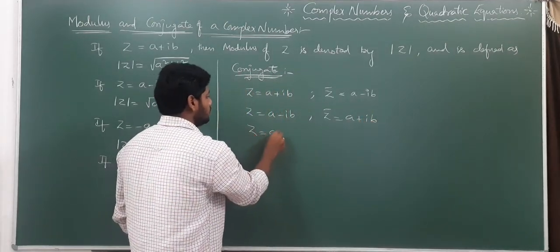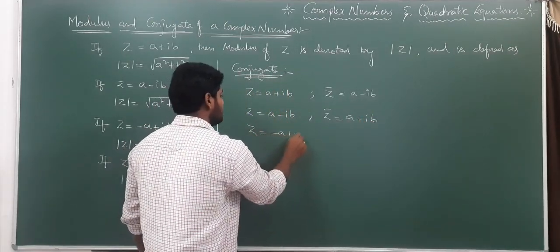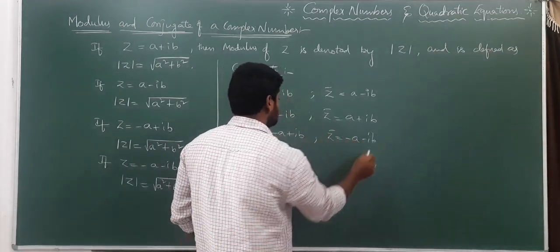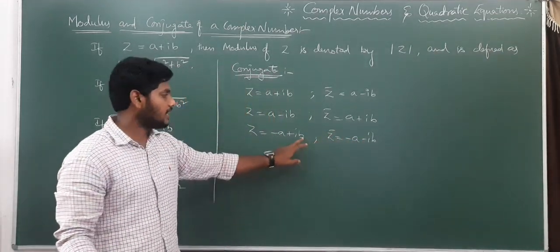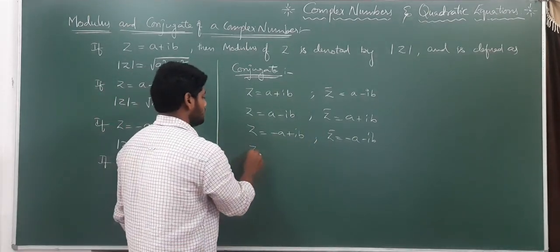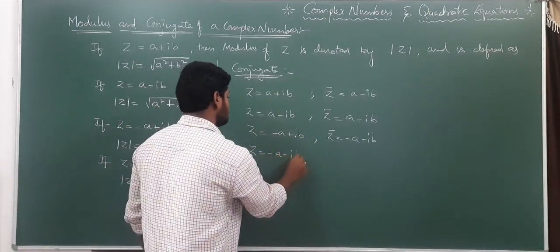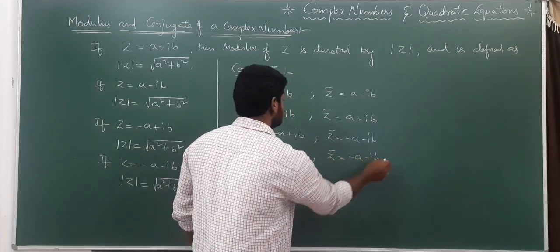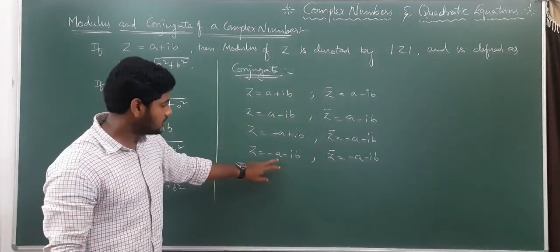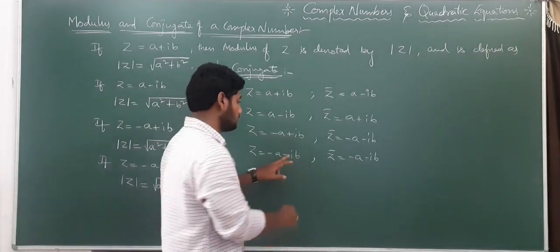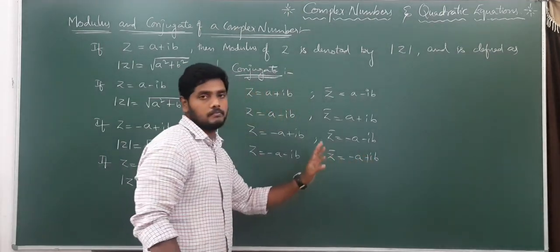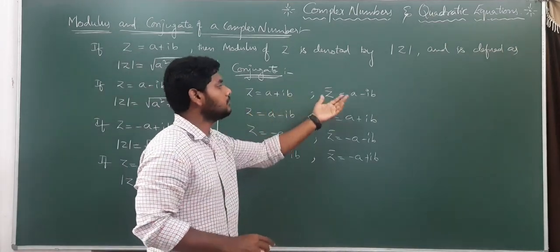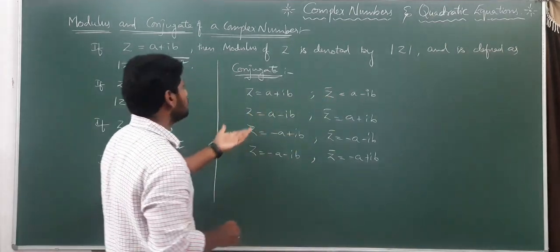If z is equal to minus a plus ib, then z bar is minus a minus ib. Minus a we should not disturb, only b we need to change. Next, if z is equal to minus a minus ib, then z bar is equal to minus a plus ib. Check it. We should not disturb a, we only change b, so it becomes plus ib. It is a very simple concept: for that b you put a negative sign, that's it. So this is about conjugate.